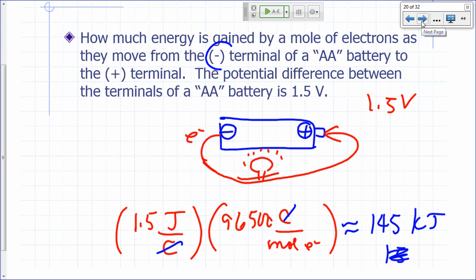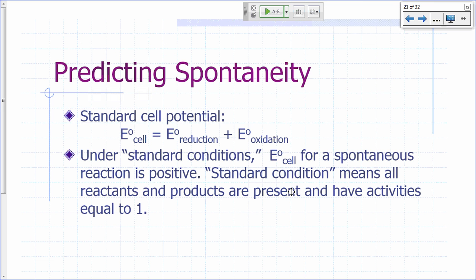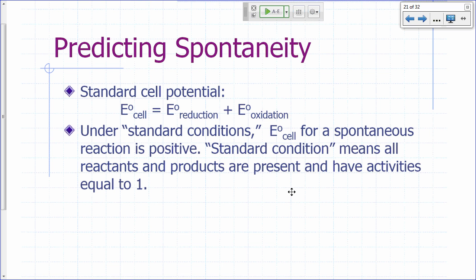That energy can be transferred to something along the way, like it could be used to light up a bulb or turn a motor. Okay. Predicting spontaneity. Standard cell potential: for a redox reaction, you can look at the standard reduction potential and the standard oxidation potential. If you add those two up, you get what's called the standard cell potential.